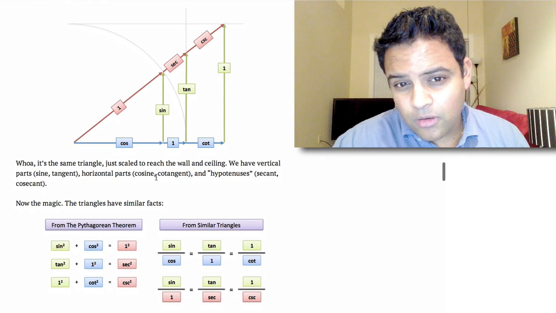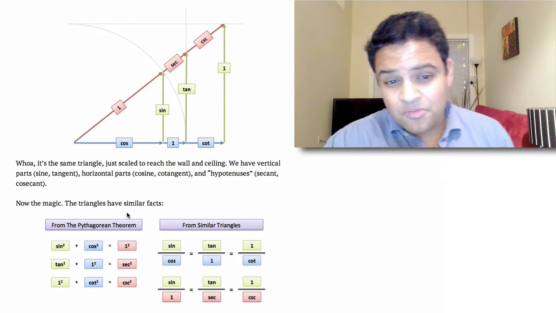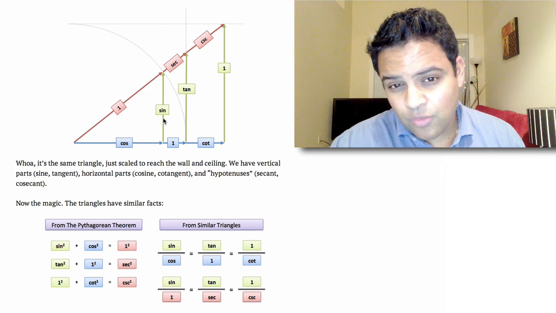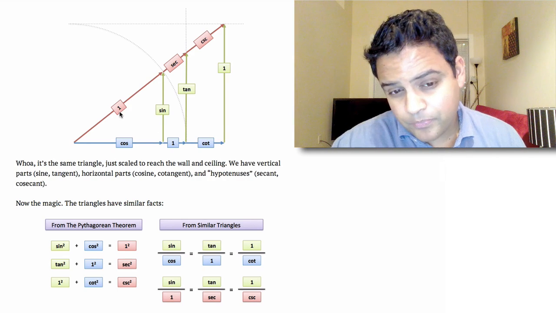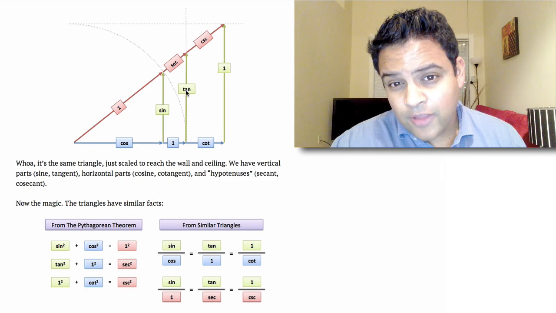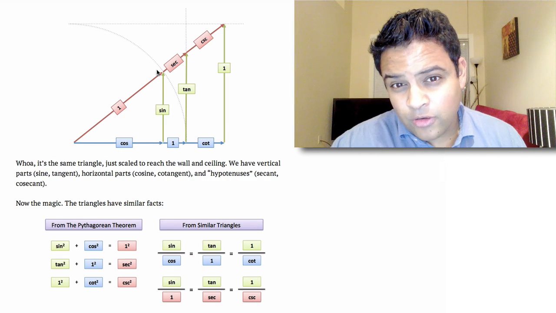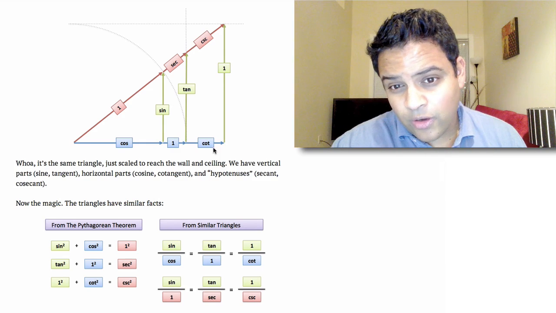From the Pythagorean theorem, we can find relationships about right triangles. So we know that cosine squared plus sine squared equals 1, or sine squared plus cosine squared equals 1 squared. Go to the bigger triangle, tan squared plus 1 squared equals secant squared. And go to the biggest triangle, 1 squared plus cotangent squared is cosecant squared.